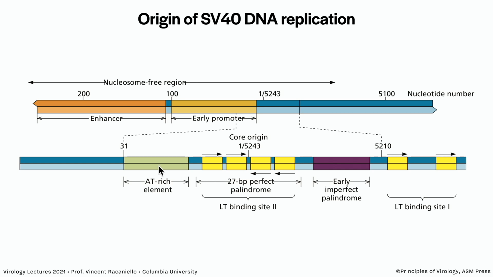And then we have an AT-rich element. So what's with an AT-rich element? Well, as you may know, AT base pairs are easier to melt than GC base pairs. And so this helps to denature this region so that the polymerase and all the other proteins can get in and start making that replication fork. So origins tend to be AT-rich for that reason. And then we have a palindrome, which is a repeat that is part of this. So that's an origin of SV40.